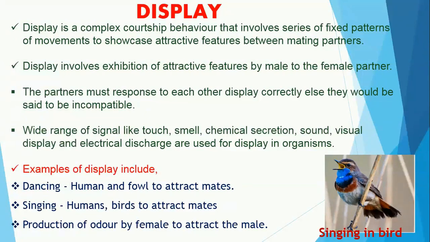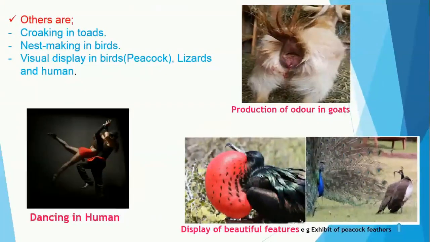When the female, the she-goat is on heat, it secretes certain secretions from its reproductive parts, which can attract the male or signal to the male that it is ready for mating. We can also see this in the cracking sound made in toads, nest making in birds, visual display in birds, lizards, and even humans. Now, a very common visual display in birds is the one displayed by the peacock, whereby they showcase the beautiful plume or feathers in order to attract the peahen. So this you will see in the image here: production of odor in goat, dancing in man, display of beautiful features in the male to attract the female.